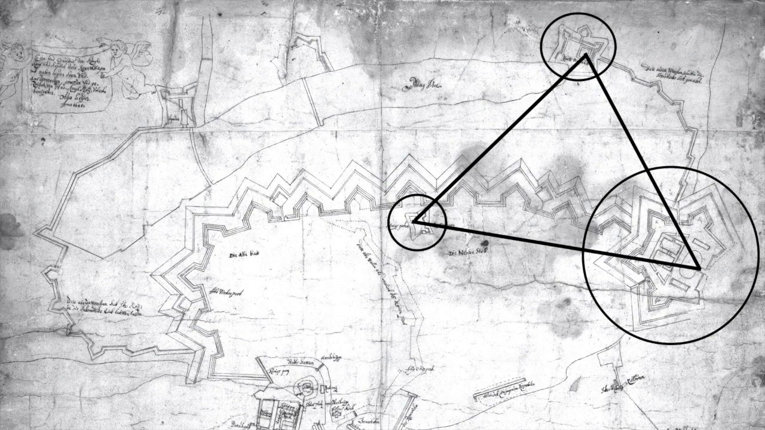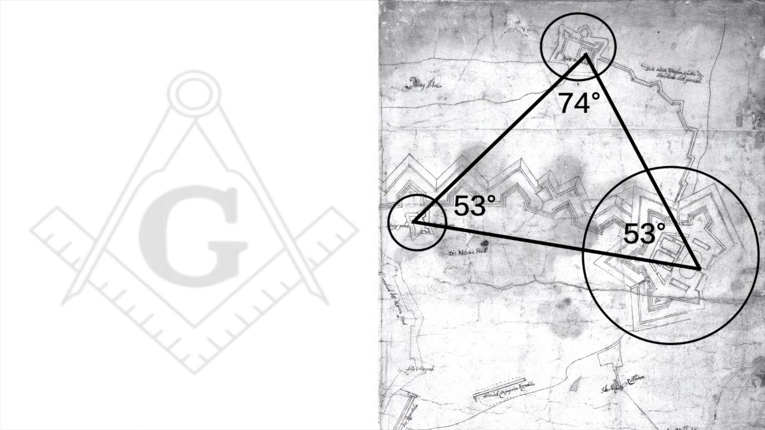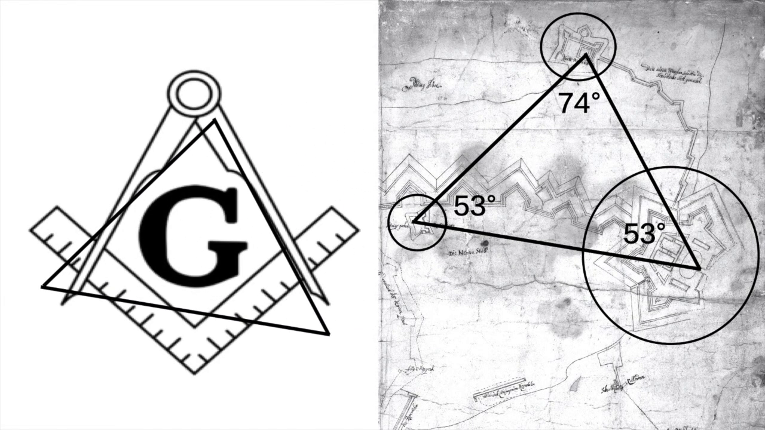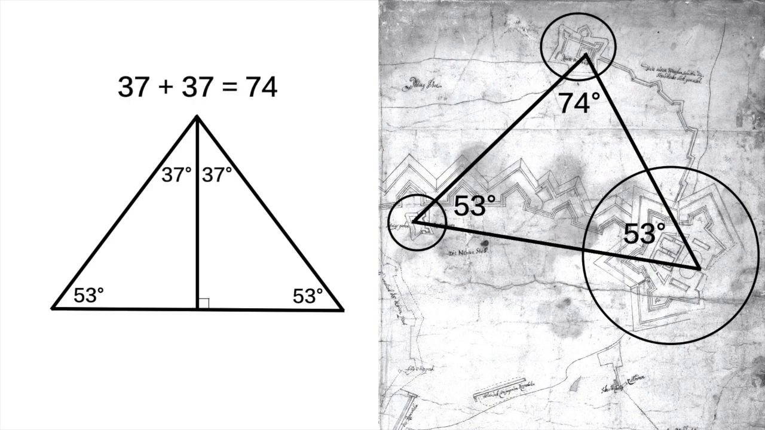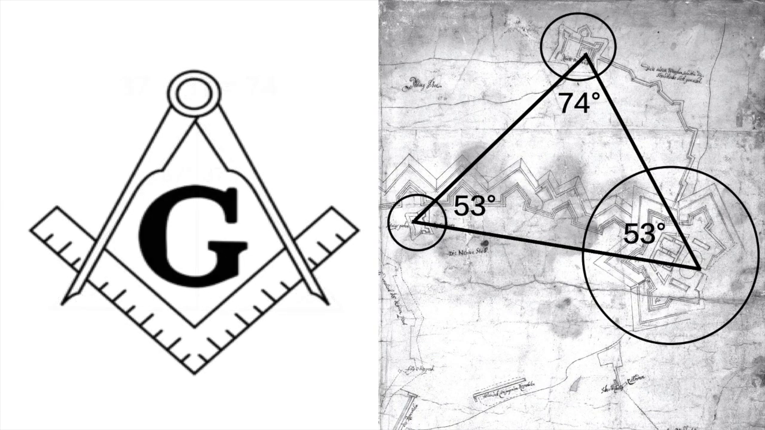These three star forts form a triangle of 74 degrees, opposite two angles of 53 degrees. It matches the dimensions of two right triangles forming the Masonic logo, which we can create here. With angles of 90 degrees, 53, and 37. Two angles of 37 degrees add up to 74. It's likely, then, that there's some Masonic intent behind the location of these angular star-shaped fortifications.